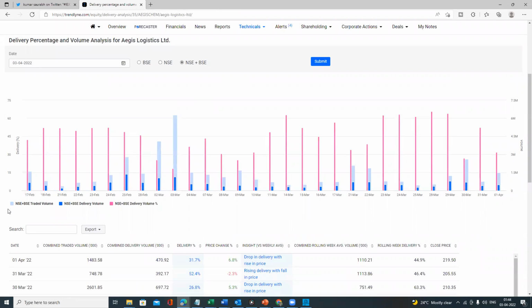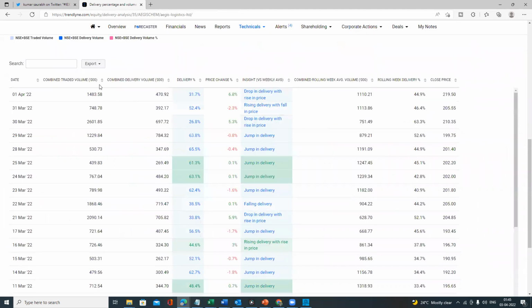And if you look at this chart, there are three things: NSE plus BSE traded volume, your light pink, and then NSE plus BSE delivery volume. So your deep blue is the delivery volume, and the pink line is your delivery percentage line. This data is right now for NSE BSE, and this data is up to 1st of April, and maybe for the last 2 months. And you can see some big volume bars have been made in between. Like if you see, this is a big volume day, and this day you had almost 15% of delivery, which is not big. And this is where you can take this data, you can export this data.